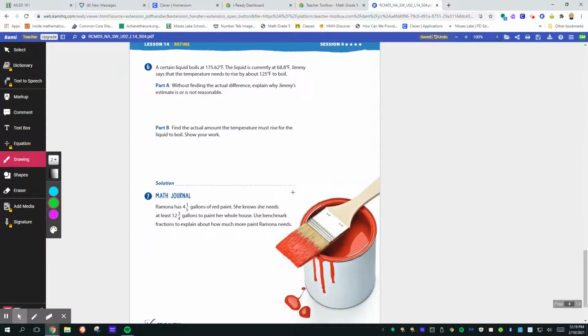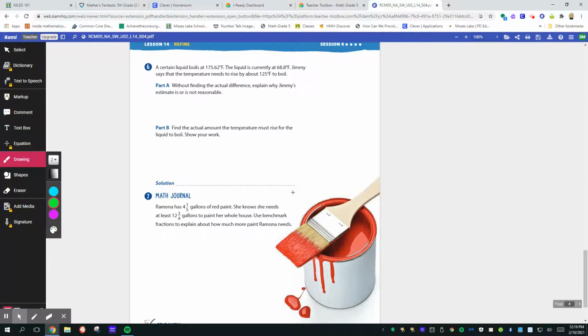Number 6, a certain liquid boils at 175 and 62/100 degrees Fahrenheit. The liquid is currently at 68 and 8/10 degrees Fahrenheit. Jimmy says that the temperature needs to rise by about 125 degrees to boil. Without finding the actual difference, explain why Jimmy's estimate is or is not reasonable.